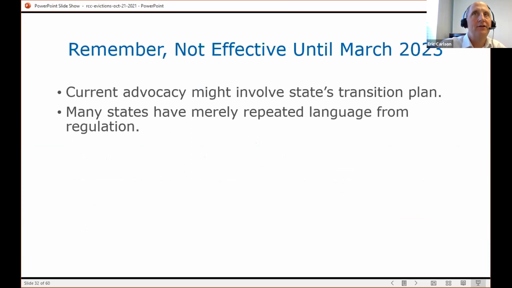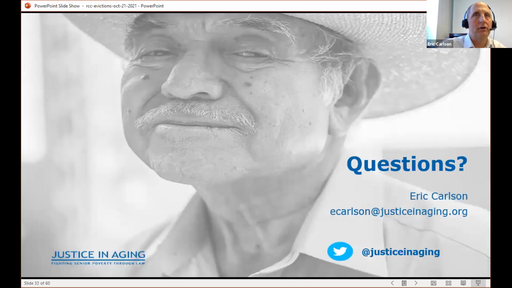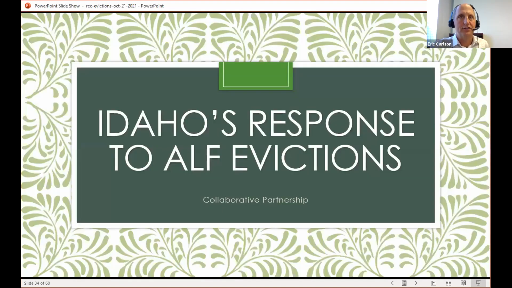So the advocacy at this point is involved in working with the state, to make sure that the transition plan is adequately robust. A lot of the transition plans that I've seen just repeat the regulatory language, and ideally there'd be something more than that. So with that, I move on to the next slide, and I will transfer the conversation over to Amanda to talk about some of the specific work that she's done.